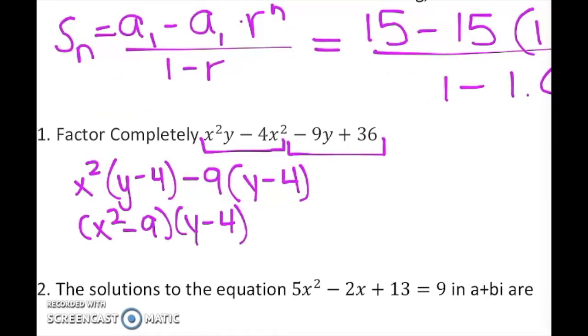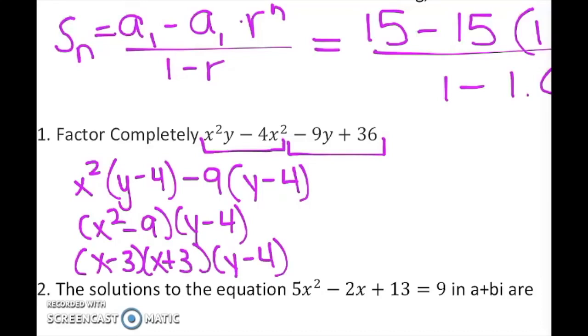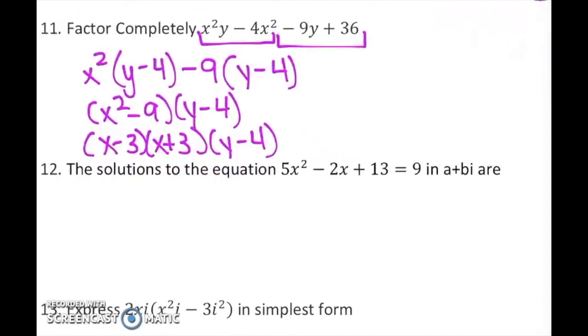Now, always ask yourself, am I totally done? Which I'm not. So (x minus 3)(x plus 3)(y minus 4). Now I'm totally done. And notice I am not setting those equal to 0. I am not getting a solution because, friends, this is not an equation, so we can't solve it, right? Okay. All right, next one.